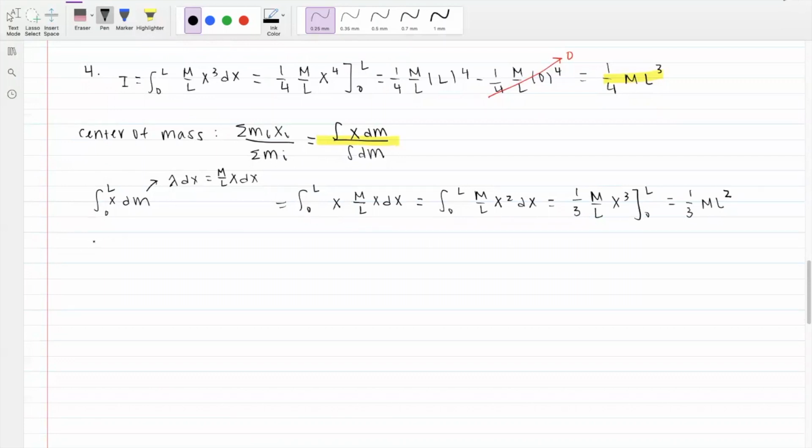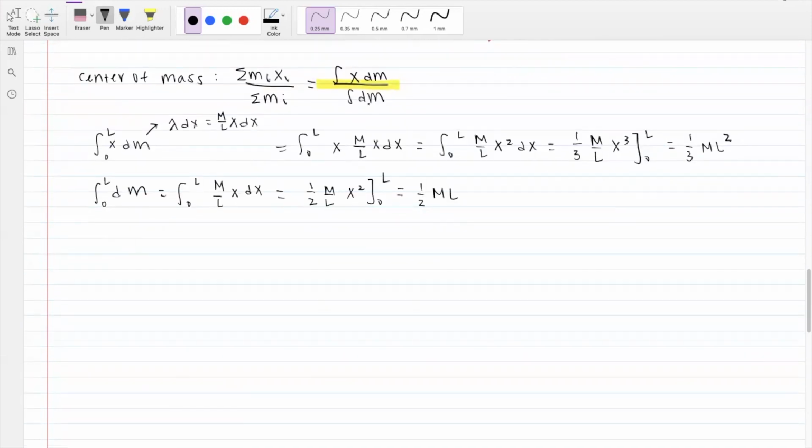Now let's look at this portion at the bottom, this integral of dm. Again, from limits from 0 to L. dm can be replaced with this m over L x dx. So taking the integral of this will give you 1/2 m over L x squared from 0 to L. And then this reduces down to 1/2 m L.